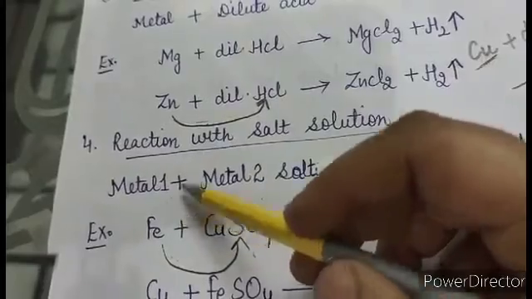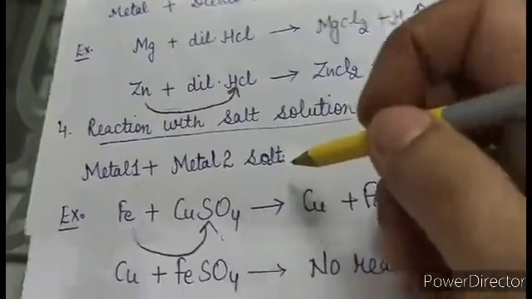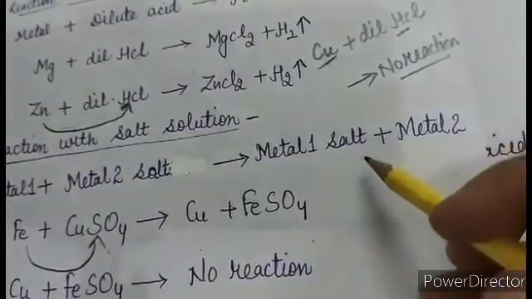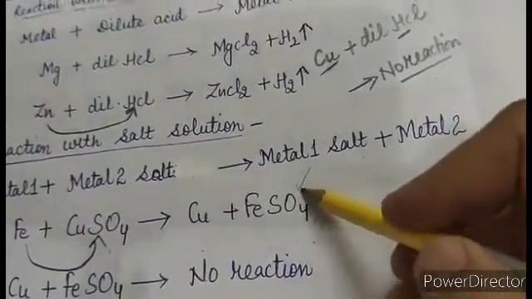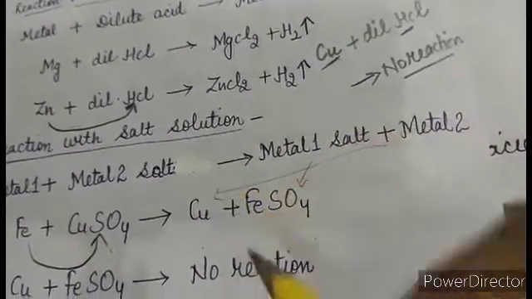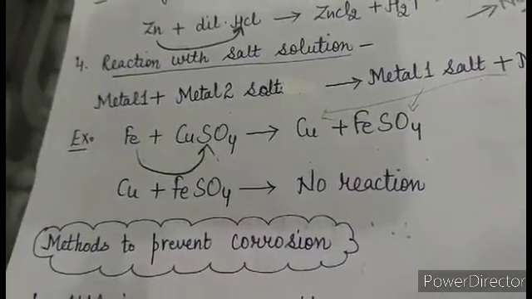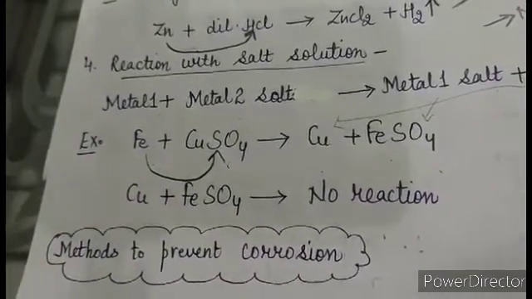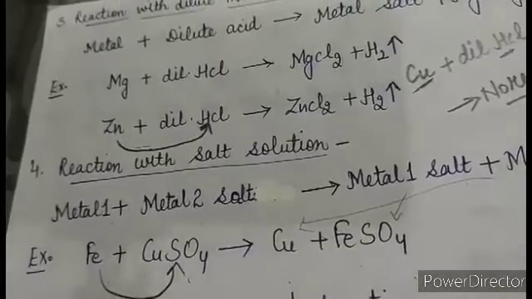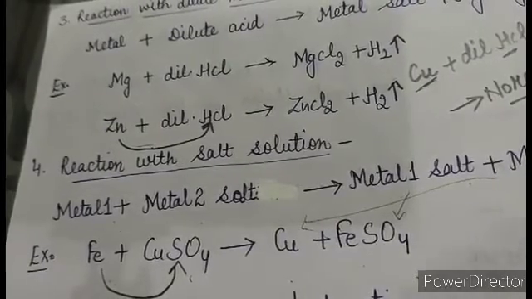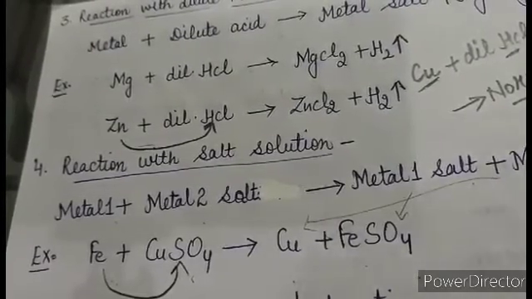That means metal 1 reacts with metal 2 salt to form what? Metal 1 salt and metal 2. Okay. Here again which reaction takes place? Displacement. After then we have discussed the uses of metals, that we are using metals at various places.